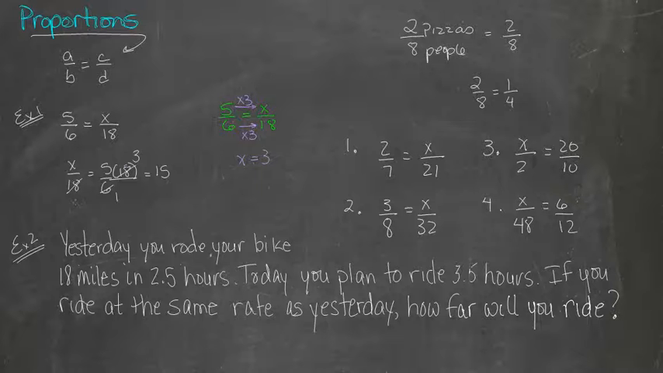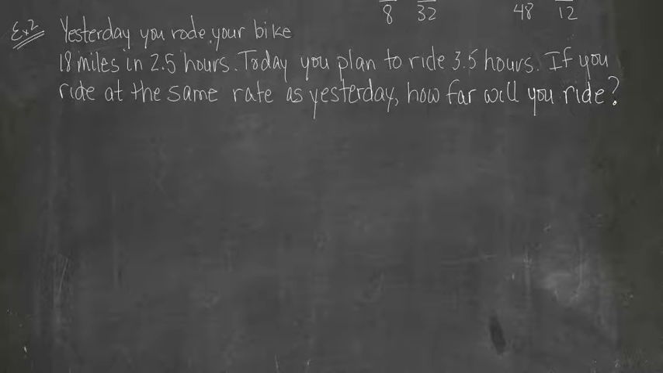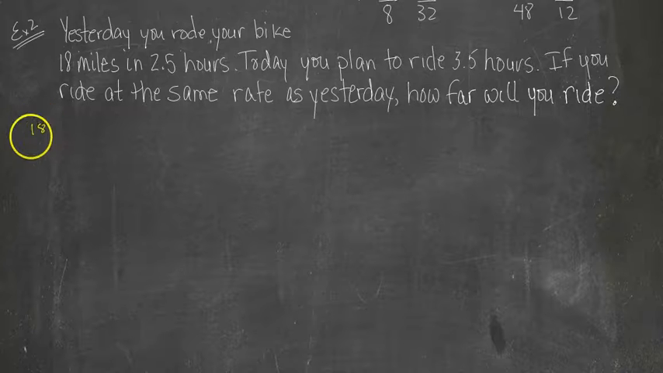Okay, so let's do an example, a real world example, because that's where these are really useful. Yesterday you rode your bike 18 miles in 2.5 hours. And so remember, 18 miles in 2.5 hours is a rate. We dealt with this in our last section. Today you plan to ride 3.5 hours. If you ride at the same time as yesterday, how far will you ride?